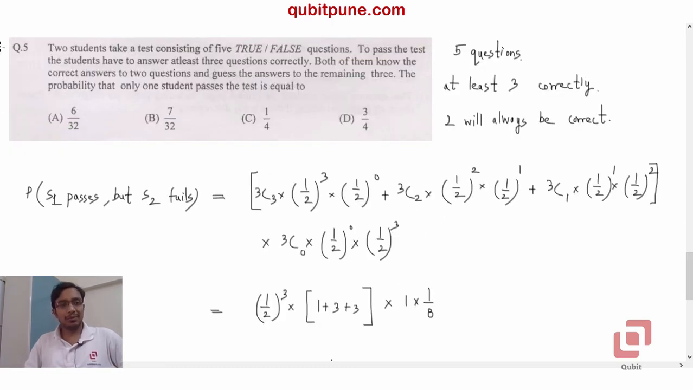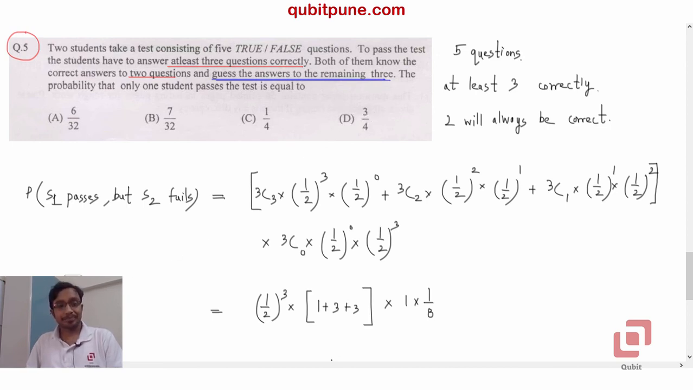We will now solve question number 5, which is a probability question. Two students take a test containing 5 true or false questions. To pass the test, the students have to answer at least 3 questions correctly. Both of them know the correct answers to two questions and guess the answers to the remaining 3. So the probability will come into play here. The probability that only one student passes the test is equal to 6 by 32, 7 by 32, 1 upon 4 and 3 by 4.